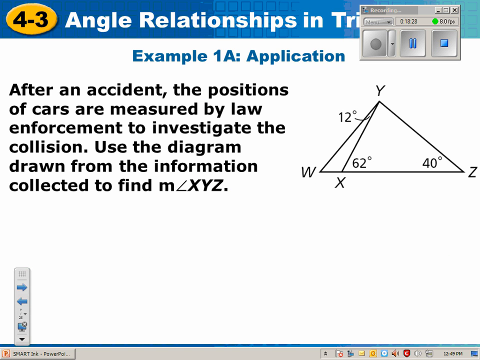All right, so here's an example that goes back to our triangle sum theorem. After an accident, the positions of cars are measured by law enforcement to investigate the collision. Use the diagram drawn from the information collected to find the measure of angle XYZ. What is angle XYZ? What is it? 72?